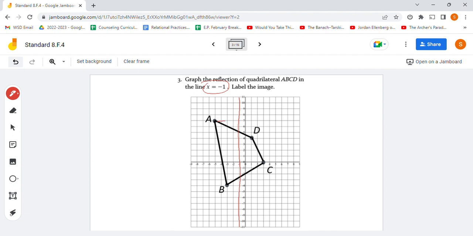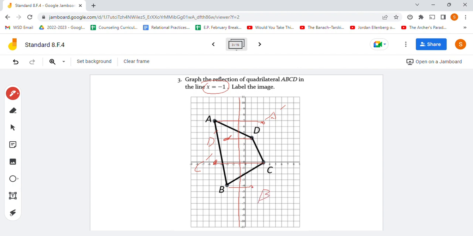So we're going to go 1, 2, 3, 4 to get to our line of reflection for point A. 1, 2, 3, 4 on the other side, and that gives us our point A prime. We're going to do this for each of these. So D, we're going to go 1, 2, and then 1, 2 back over to the other side. That gives us our point D prime. C will be 1, 2, 3, 4 away, which means it'll be 1, 2, 3, 4 over onto the other side. That gives us C prime. And then B is 1, 2, and that'd be 1, 2 over onto the other side.